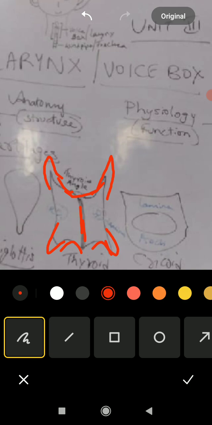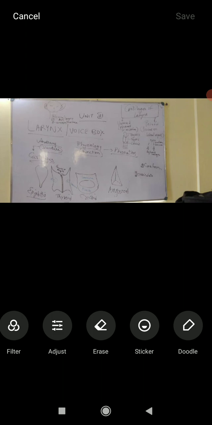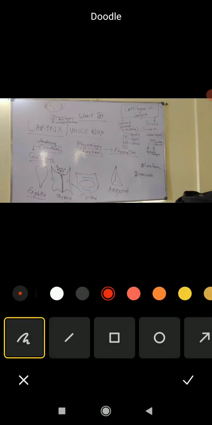So this thyroid cartilage has many attachments on the inner aspect. So the inner aspect of this thyroid cartilage, what happens? There are many attachments.